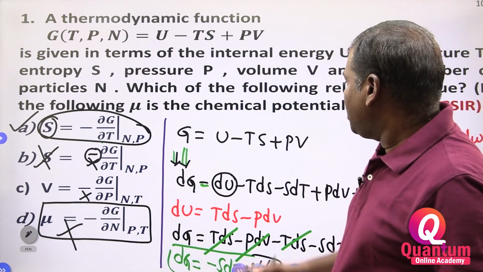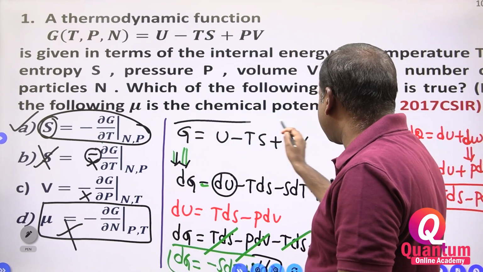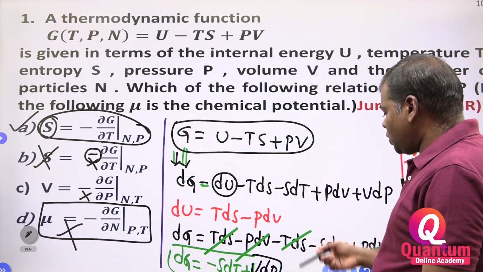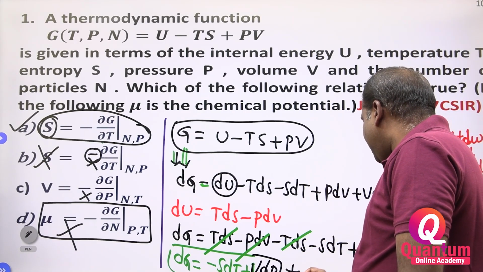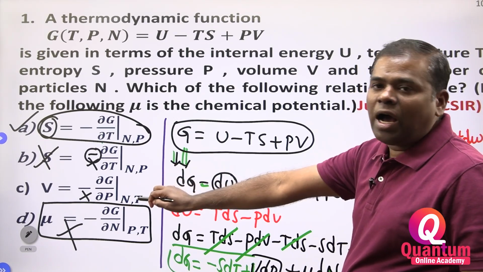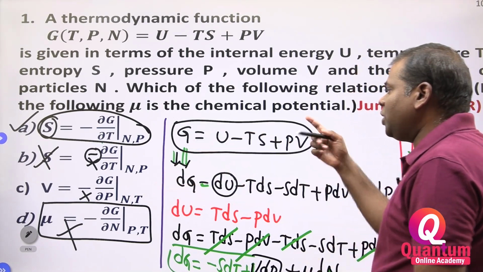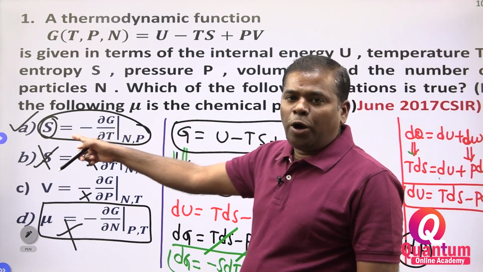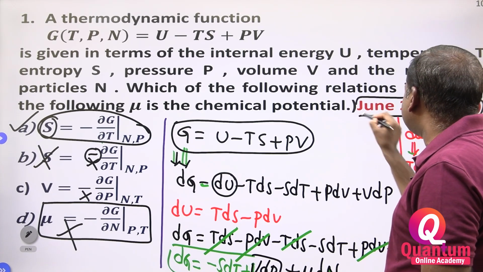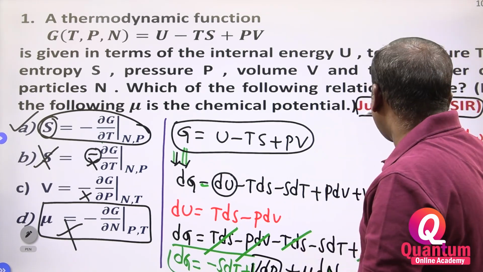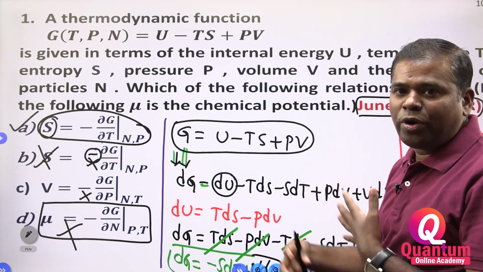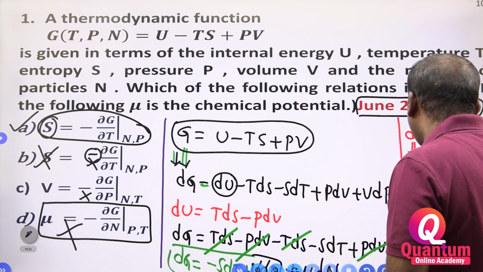Understood? First you have to differentiate this expression explicitly. After differentiating, next you add the chemical potential mu dN. From this you can work out the answer. Which one is the correct option? Option A is correct. This question was asked in June 2017 CSIR. This is the first part, where they ask the question from thermodynamical potentials.